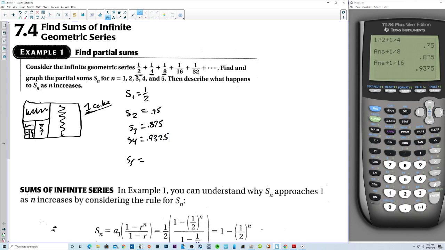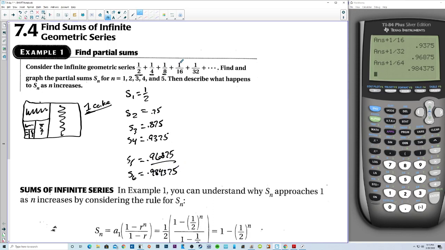And then we're going to add 1/32. And that is 0.96875. So now really getting close to 1. Let's go one more, plus 1/64. So S sub 6, so we're going a little farther than what we're asked to, is 0.984375.